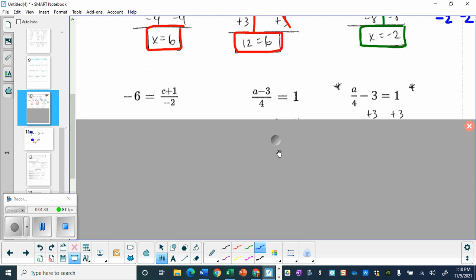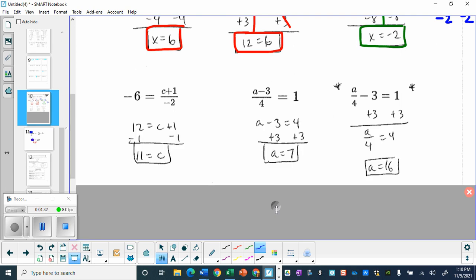All right, so here I have 3 more problems modeled for you. Something plus 1, if I divide that answer by the negative 2, I get negative 6. So I'm going to multiply both sides by the denominator, so times the negative 2 and times the negative 2, that cancels out. So this is what's left over. I bring down my c plus 1. And over here, the negative 2 times negative 6 is positive 12.